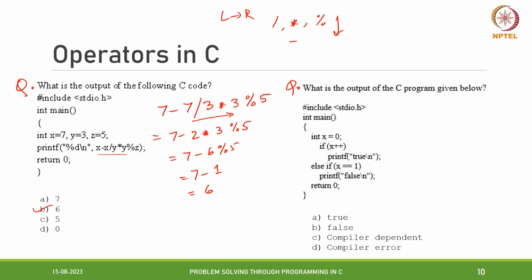Alright, now let's look at the next question. This is an if else if. Okay, so let me go to the if else if and then come back for this question, or I'll leave it up to you to solve on your own.